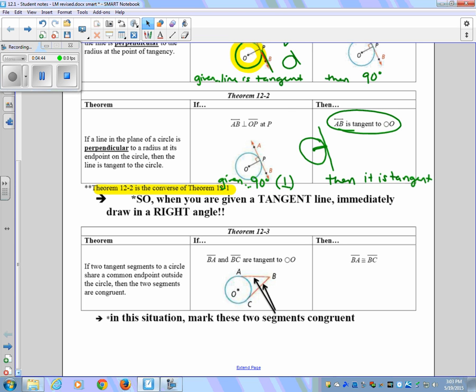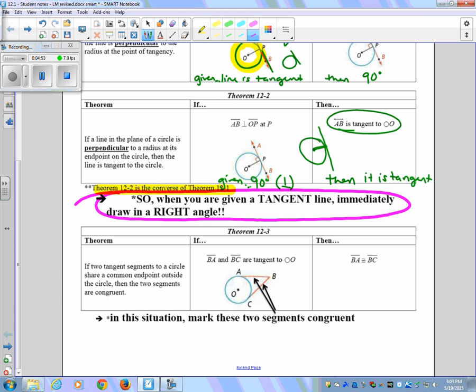So basically, the takeaway is this right here. When you are given a tangent line, immediately draw in a right angle. And if you have a right angle there, immediately you know it's a tangent line, and you can do anything with that.